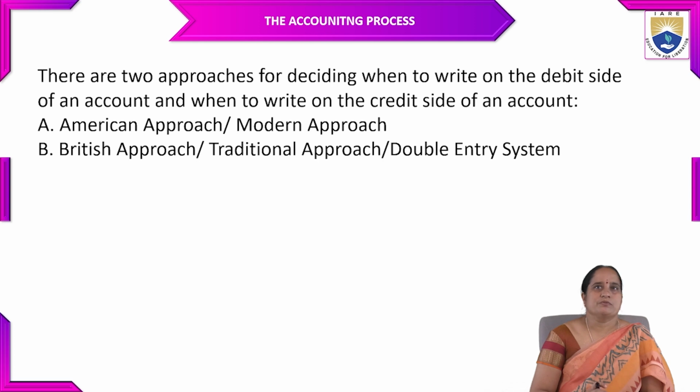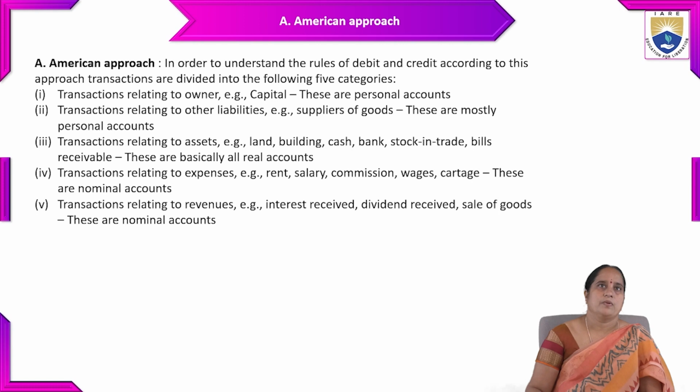There are two types of approaches for deciding when to write on the debit side of an account and when to write on the credit side of an account. So there are two types of accounting processes. One is the American approach, which is also known as the modern approach. The other one is the British approach, which is known as the traditional approach or double entry system.